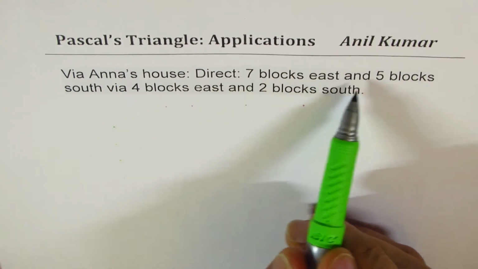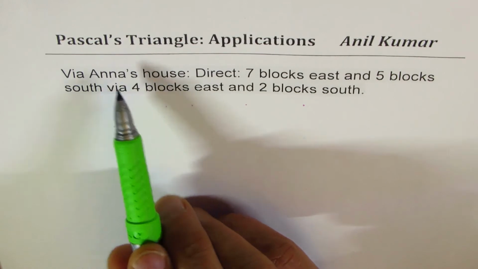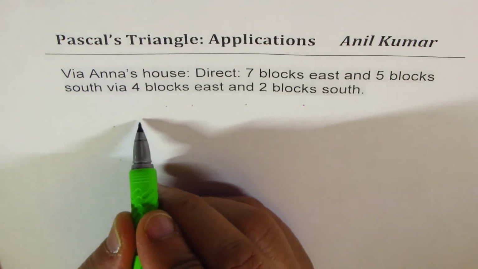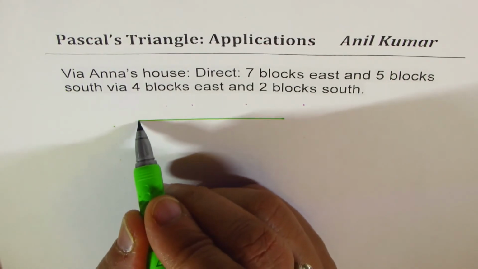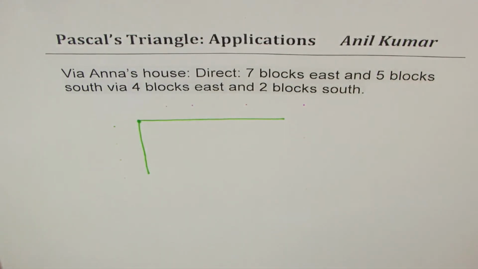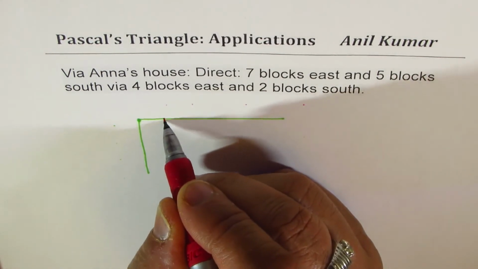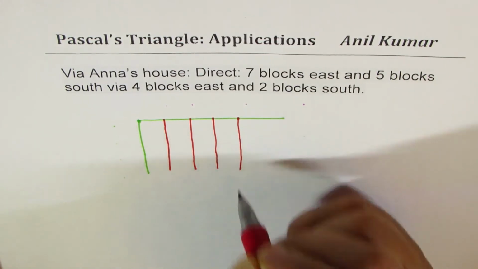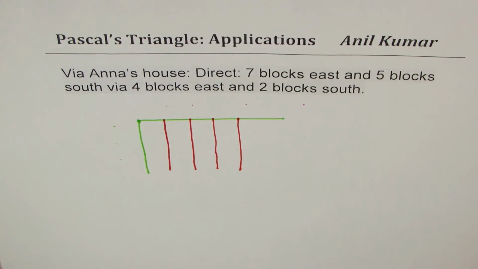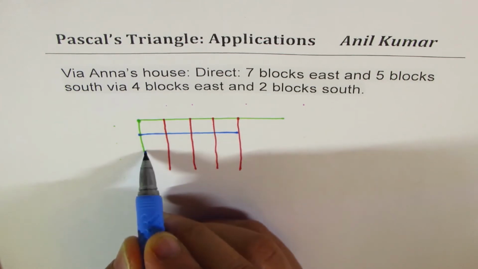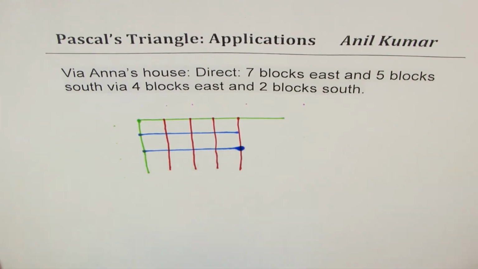That means he has to go 7 blocks east and 5 blocks south via Anna's house, which is 4 blocks east and 2 blocks south. So he goes 4 blocks east and then 2 blocks south to reach Anna's house. So let's make this first. So we have 4 blocks east. So let's say 1, 2, 3, and 4. That is 4 blocks east and 2 blocks south, 1 and 2. So that becomes Anna's house, right?